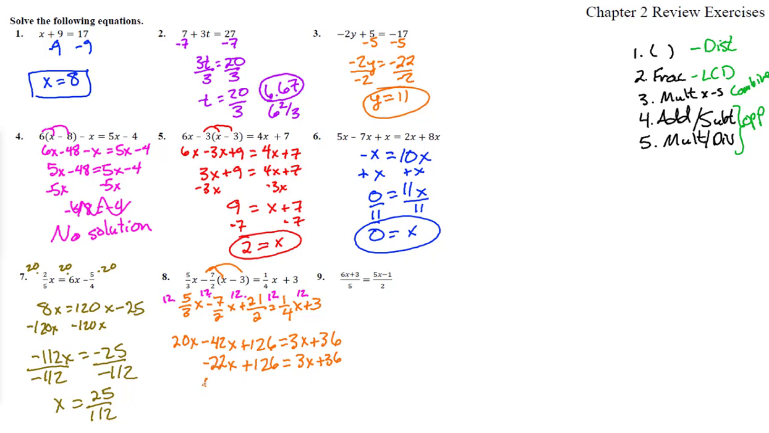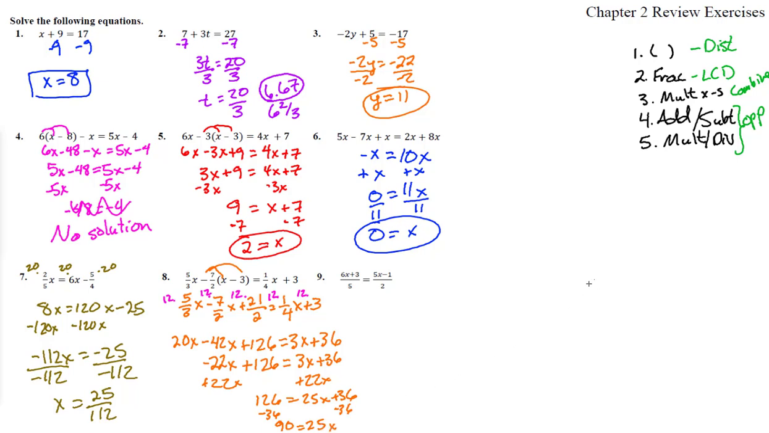Now we have to add 22x to both sides. Add 22x to both sides. So we get all the x's onto the same side. 126 equals 25x plus 36. Now we're down to step 4. Let's take care of any addition or subtraction. Subtract 36, and we get 90 equals 25x.